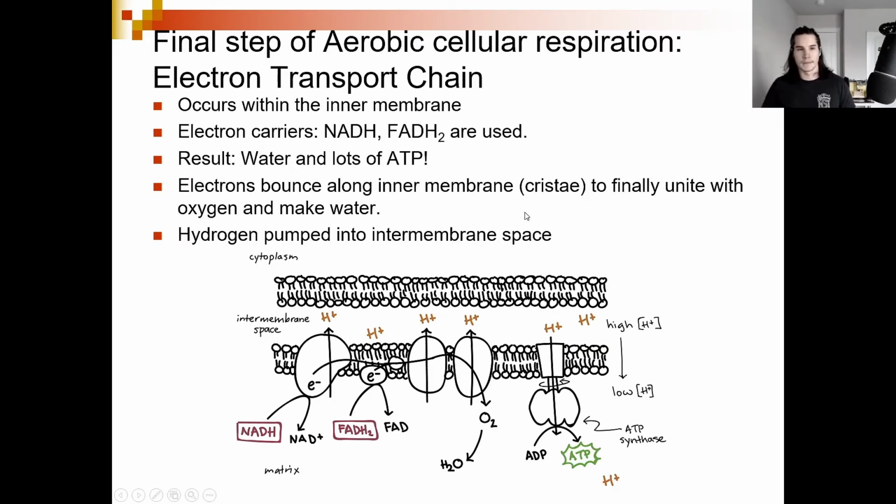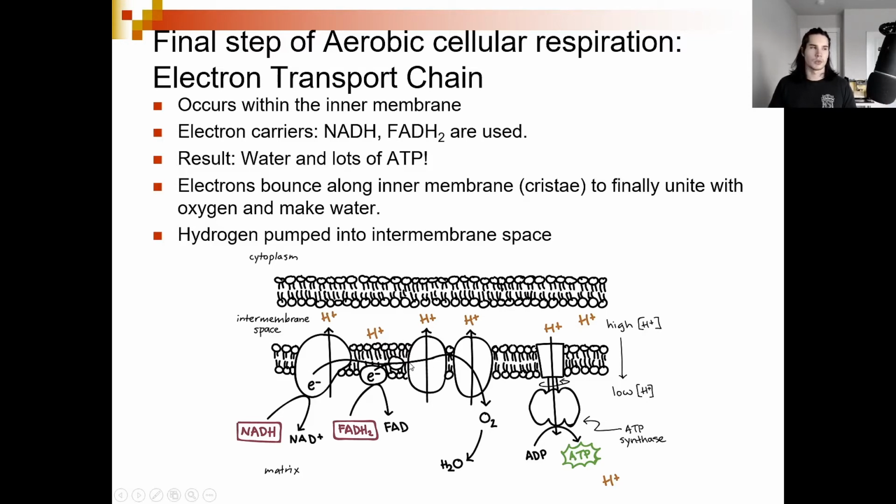Okay, so the final step of aerobic cellular respiration is the electron transport chain. So all of those NADH and all of those FADH2 are brought to this part of the mitochondria. One thing that I should probably talk about is that the mitochondria actually contains two membranes. So you have this outer membrane, but you also have this inner membrane.